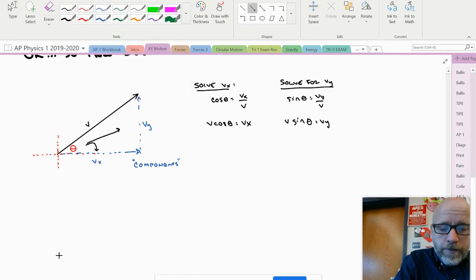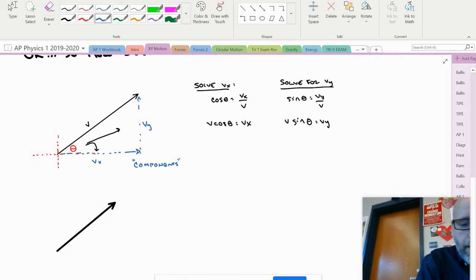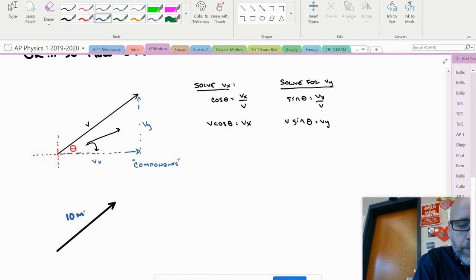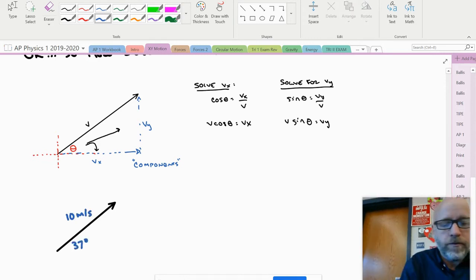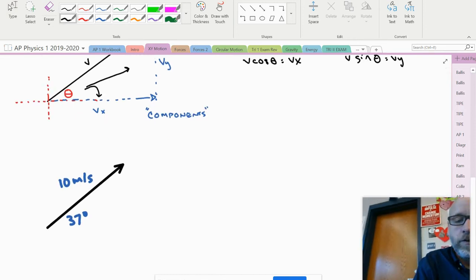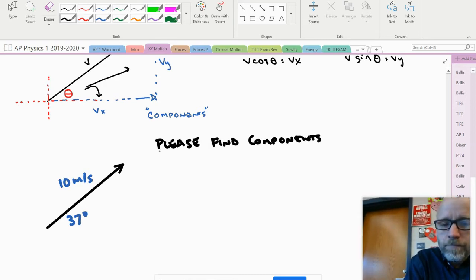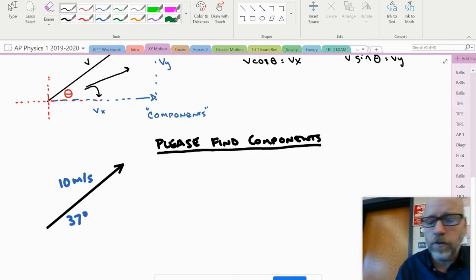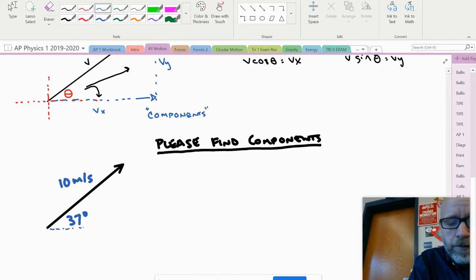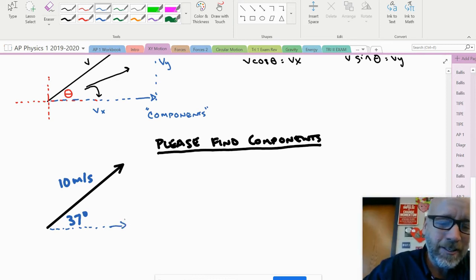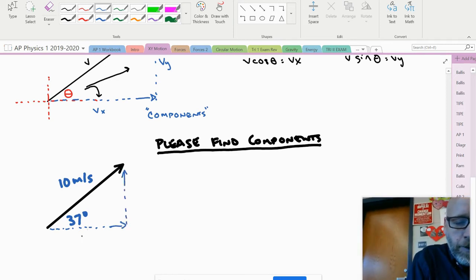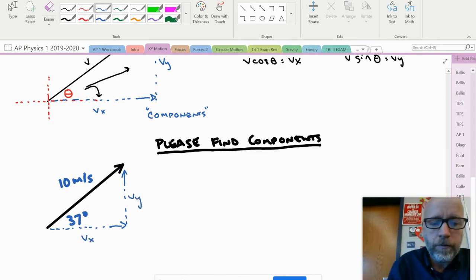All right. Let's go with a very simple angle. Let's say that we have a velocity of 10 meters per second at 37 degrees. The question is, please find the components. By finding the components, I can then solve the problem of how far it goes and what's going to happen. My next step, I always draw in the components. Components are always drawn as dashed lines. I label them as Vx and Vy, always dashed lines for components.